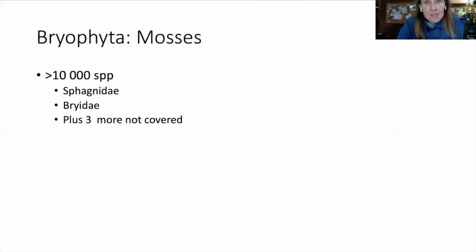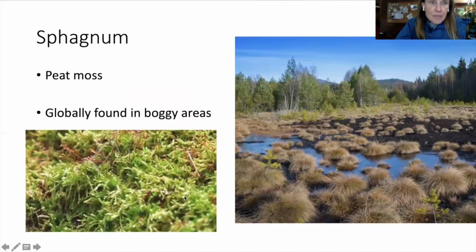Okay, that's Marchantiophyta. Bryophyta, the true mosses, there's many, many. There's like 10,000 of them. We're only going to talk about 2 of them, Sphagnidae and Bryidae. There's 3 more we're not going to cover. They're not covered by your text. I just want you to know a little bit about them.